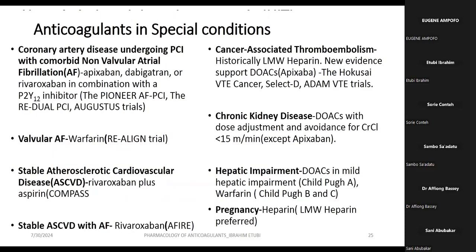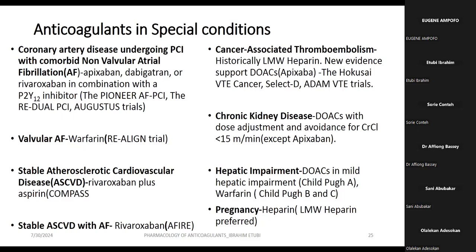So there are different studies that have been done, and they have shown the importance of the use of anticoagulation in different conditions. The first one is coronary artery disease in a patient undergoing PCI with comorbid non-valvular atrial fibrillation. Studies like PIONEER AF-PCI, RE-DUAL PCI, and the AUGUSTUS trials have shown that apixaban, dabigatran, or rivaroxaban in combination with a P2Y12 inhibitor like clopidogrel, prasugrel, or ticagrelor is useful.